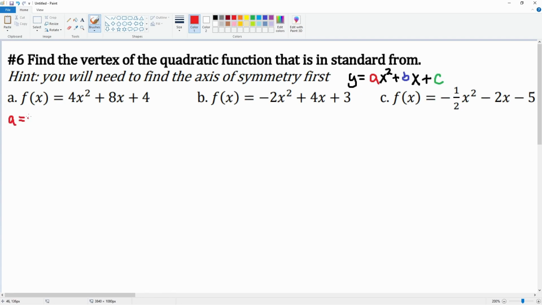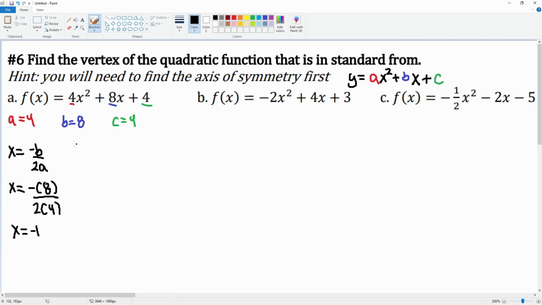So a is equal to 4 because that is the number in front of the x squared. Then b is equal to 8, which is the number in front of the x. And then c is equal to 4, which is the constant here. Right, so we have x equals negative b over 2a, which is going to be our line of symmetry. So we plug it in, negative 8 over 2 times 4. This should get you x equals negative 1.